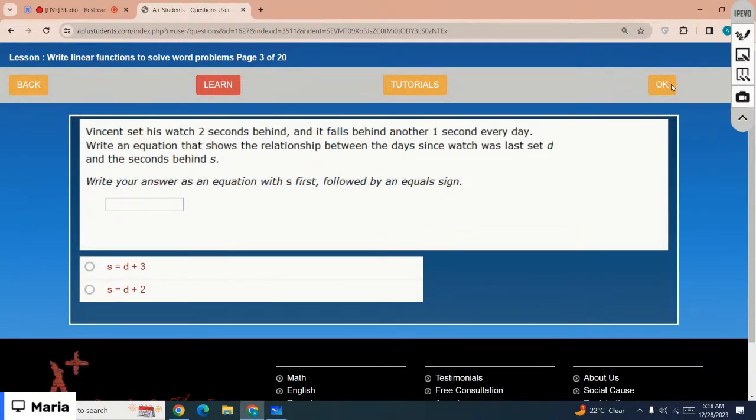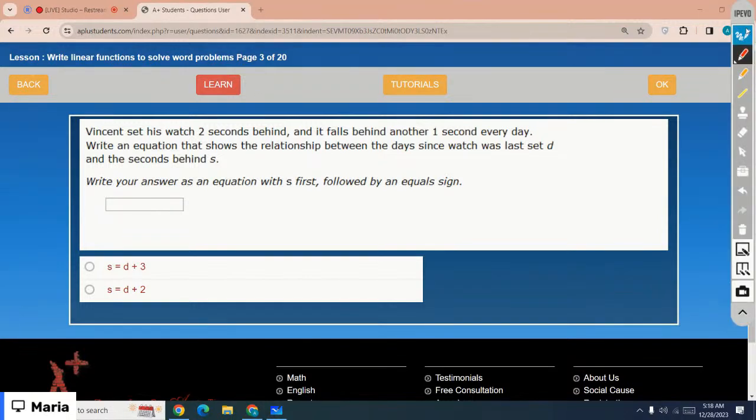Okay, Vincent set his watch 2 seconds behind, right? That means 2 seconds behind. If it falls behind 1 second every day, that means 1 times d. Write an equation that shows the relationship between the days since the watch was last set, d, and the seconds, S. Okay, 2 seconds behind already, right?